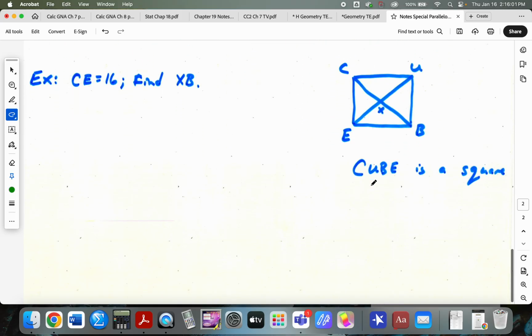All right, last one. We have a square, and they tell us the length of CE is 16. Again, there are several other things that you know instantly from that. What else do we know? All the sides are 16. We're looking for the length of XB. Well, all the triangles in this picture are right triangles. More specifically, they're all 45, 45, 90 triangles.